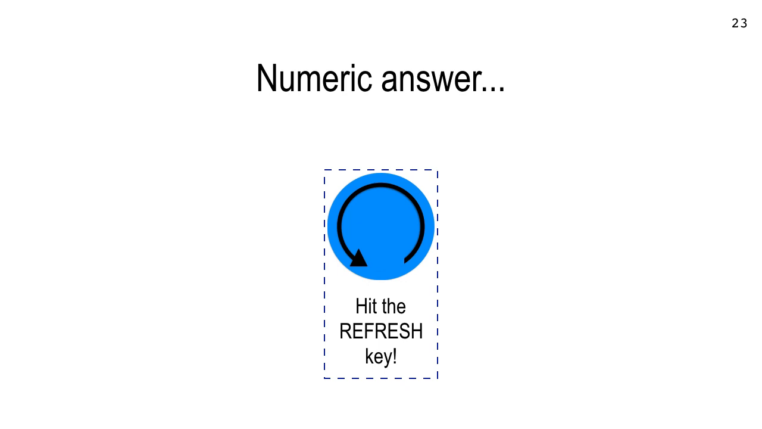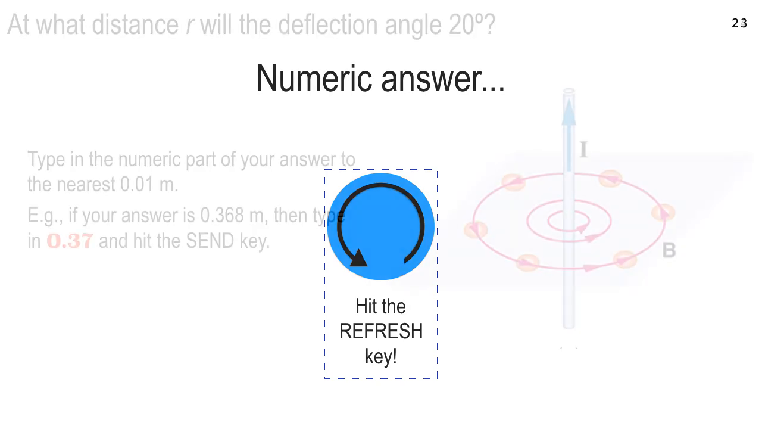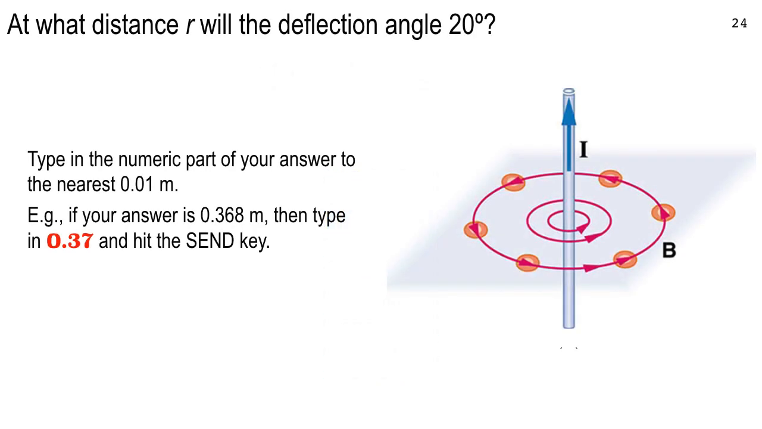Let me just pause this for a second. So here's your next question: at what distance will the deflection angle be 20 degrees? Oops, that's supposed to be a question mark at the end instead of a slash. All right, now type in the numeric part of your answer to the nearest 0.01 meters.